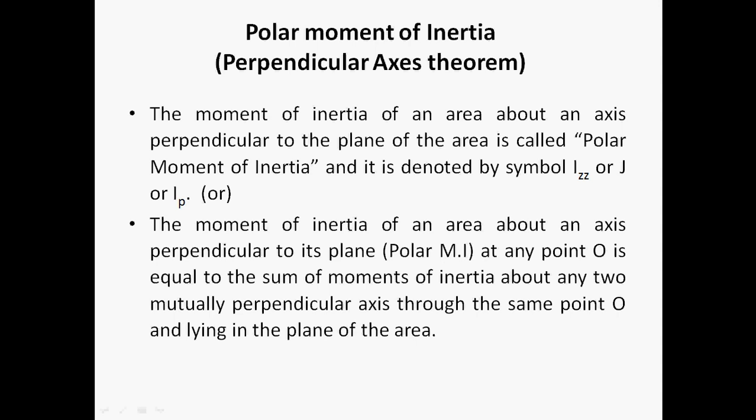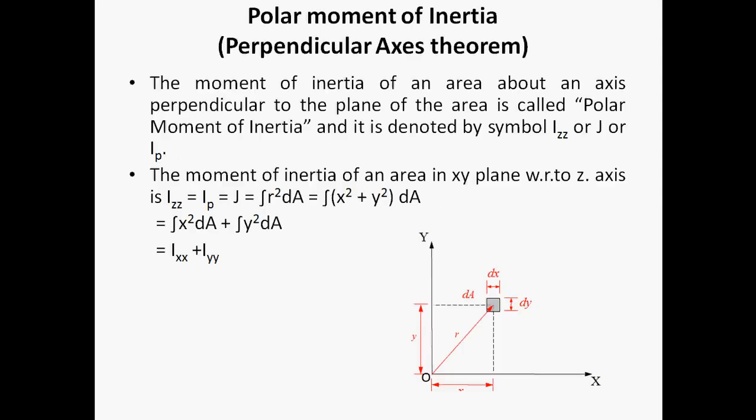Coming to the polar moment of inertia, or the perpendicular axis theorem: the moment of inertia of an area about an axis perpendicular to the plane of the area is called the polar moment of inertia. Generally, it is denoted by the symbol Ixx or J, or in some books I suffix p. It can be defined as the moment of inertia of an area about an axis perpendicular to its plane, that is, the polar moment of inertia at any point O is equal to the sum of the moments of inertia about any two mutually perpendicular axes through the same point O and lying in the plane of the area.